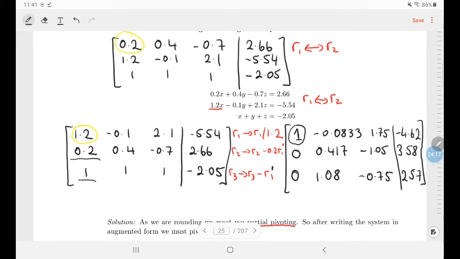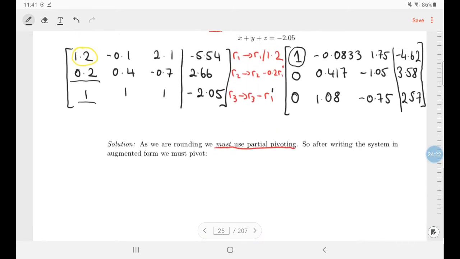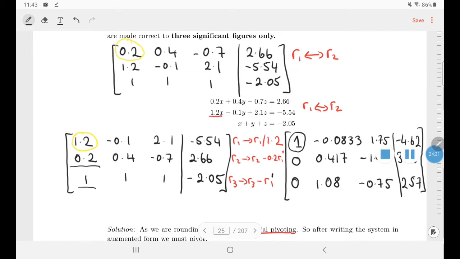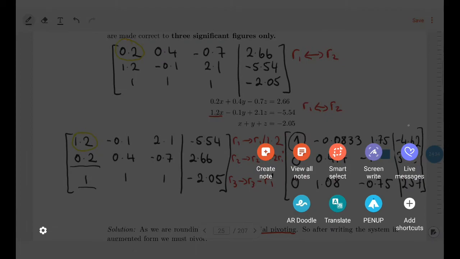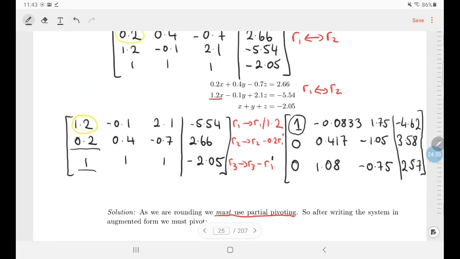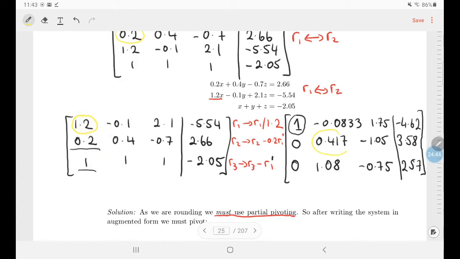Right. Now, let's see. I'm just going to pause and check my work. Okay, I hope everything's going well here. So now I want to make another pivot here. But to make that pivot, I'd have to divide by 0.417, but I should be dividing by the bigger of the numbers, which is 1.08.